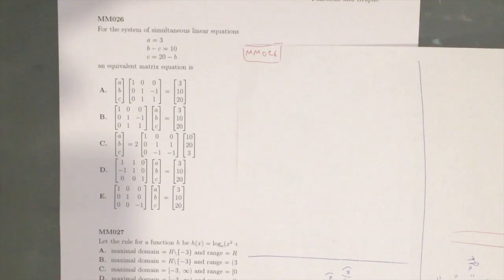Hey guys, this is question MM026 of the 2017 Maths Methods Sharpen Study Guide. How to create a matrix equation out of simultaneous linear equations.